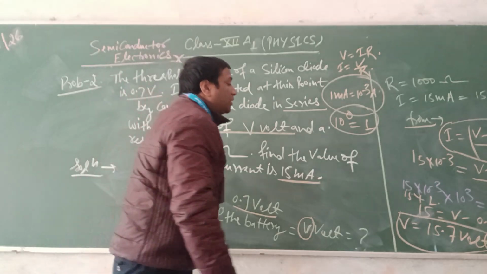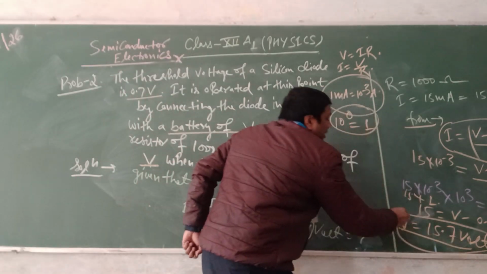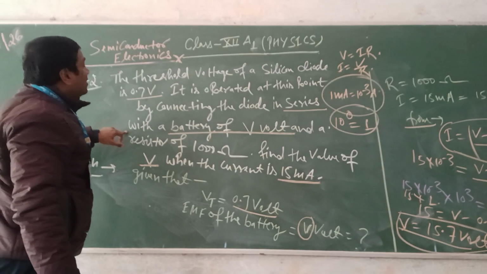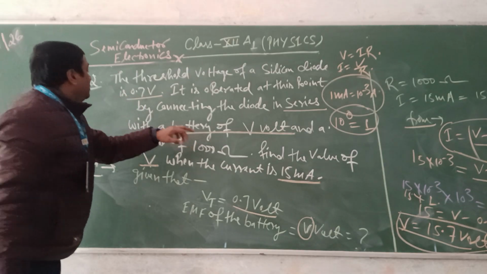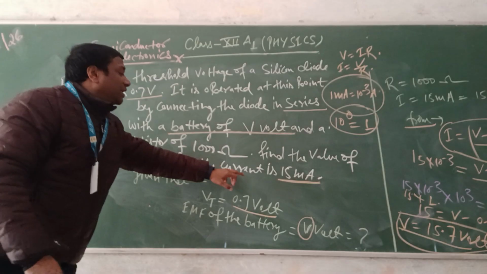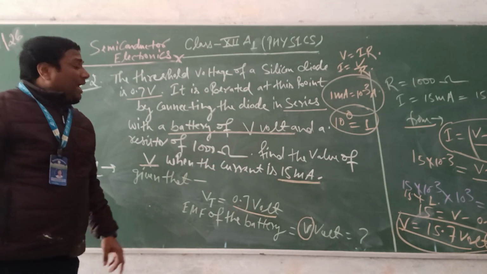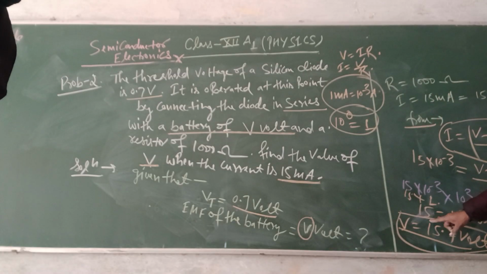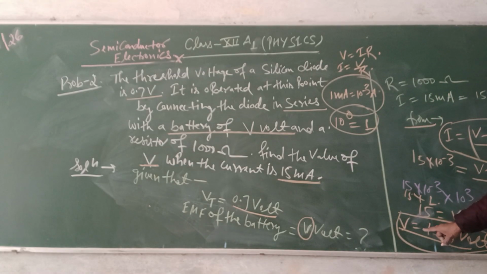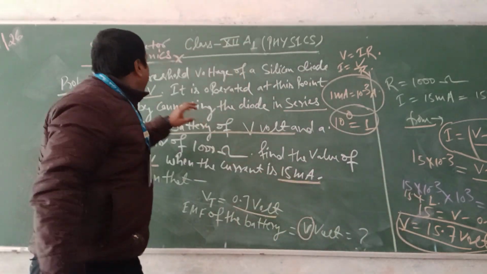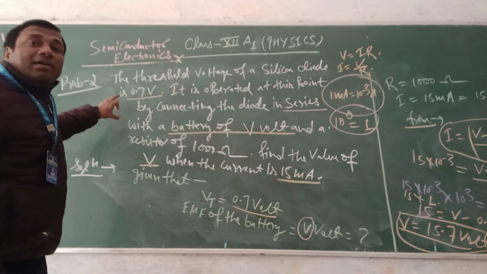We have to find the value of the EMF of the battery, and the question says to calculate the value of V when the current is 15 milliampere. As per the question, the EMF of the battery V is equal to 15.7 volt. Okay? Is that clear? So practice this question also.